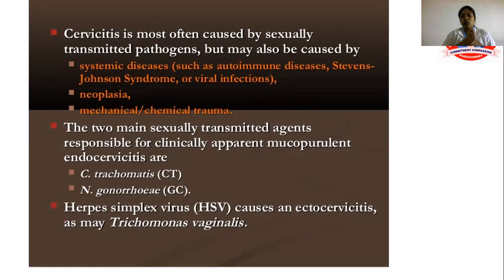So cervicitis is most often caused by sexually transmitted pathogens, but may also be caused by systemic disease such as autoimmune diseases, Stevens-Johnson syndrome, or certain viral infections. Some of the neoplasias can also cause cervicitis, and trauma. It can be either mechanical or chemical trauma.